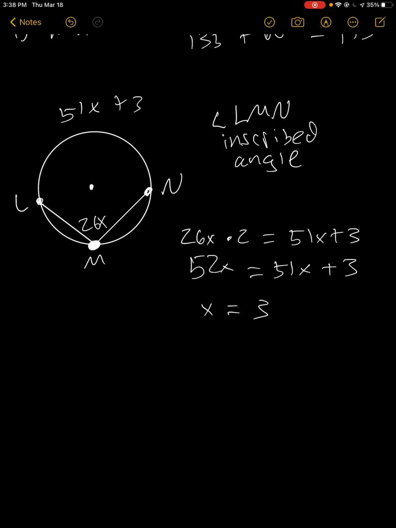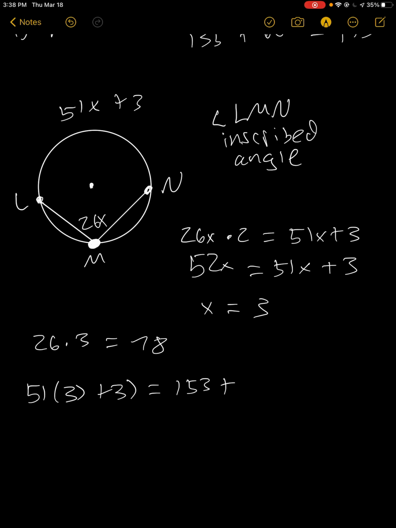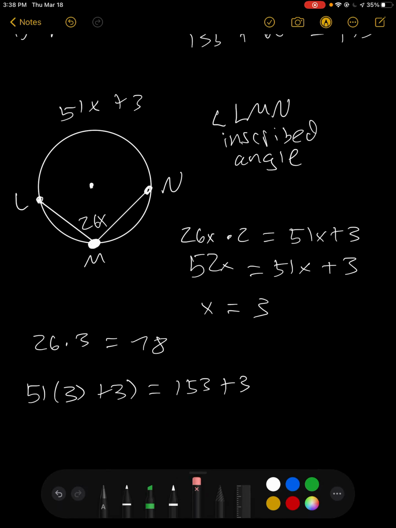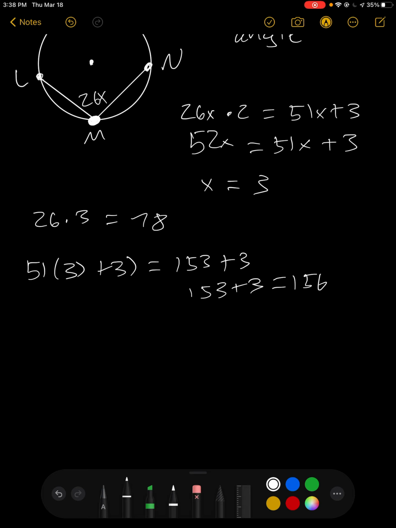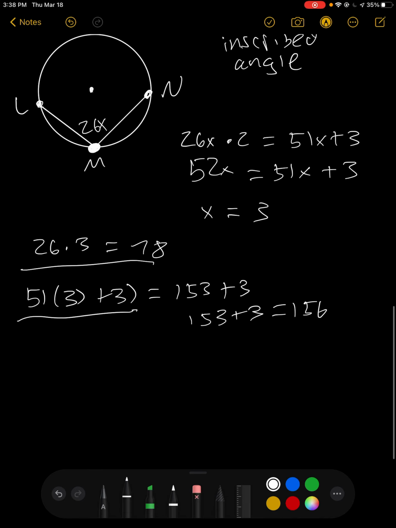If we substitute 3 back into x, 26 times 3 is going to give you 78, okay? Now 51 times 3 plus 3 is going to give you 153 plus 3, and that's going to give you 156, right? Is equal to 156. Now we need to check that this top one is double this bottom one, right? So 78 times 2 is equal to 156. So we're good on both of those.